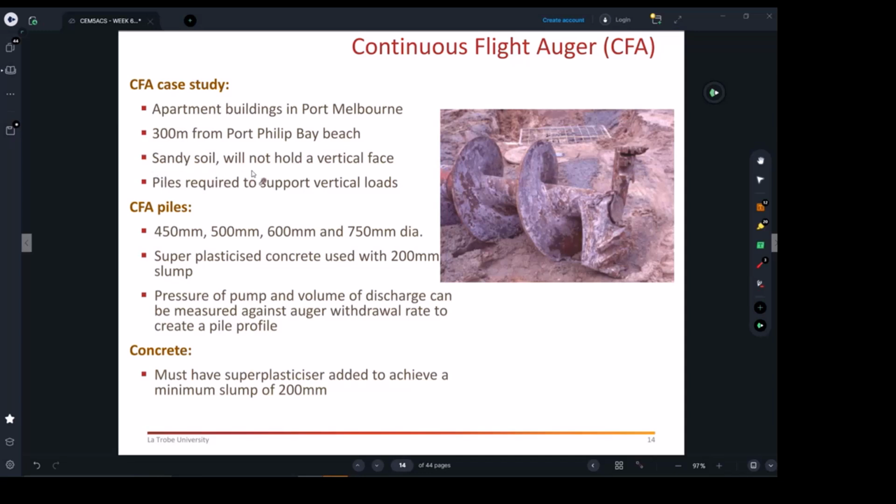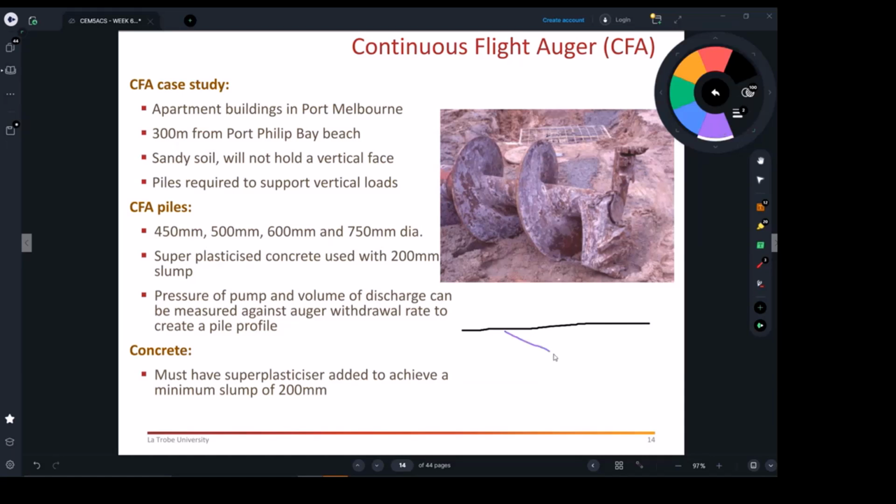Obviously, sandy soil will not hold a vertical face. If you have sandy soil, you will need to batter it at 45 degrees like this. And as we said, why we don't do this cut for our basement: if we need to build a retention system, we may have neighboring properties, and we can't really do that. With sand, you cannot cut it at 45 degrees for the basement, because maybe here you've got a boundary line, so you're not able to use this space.